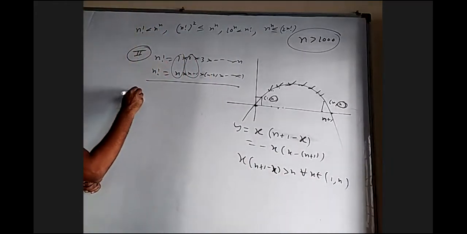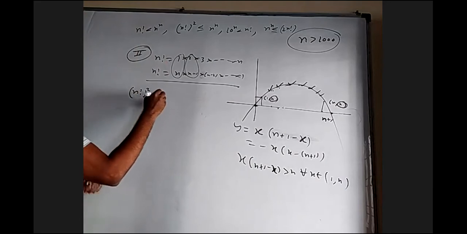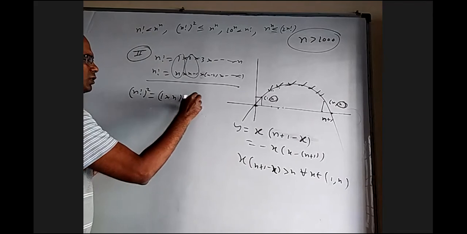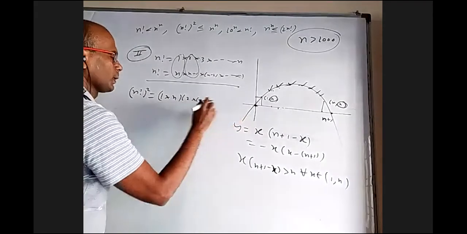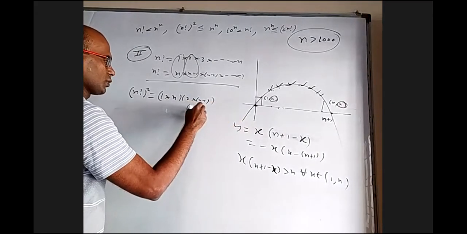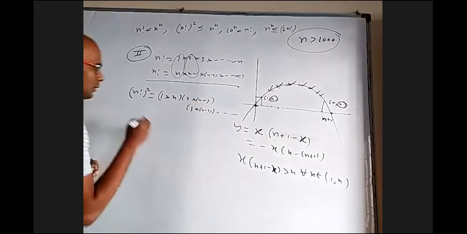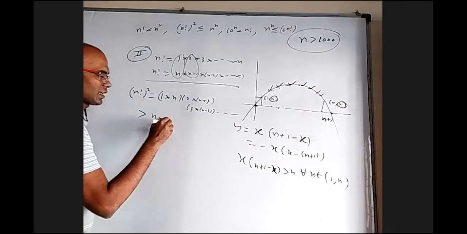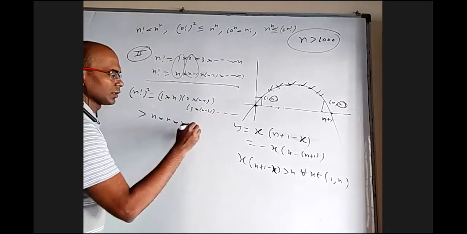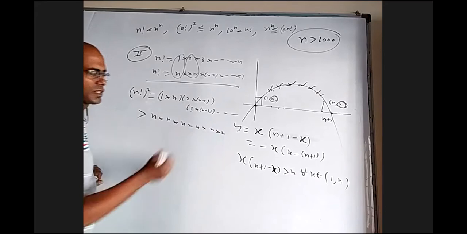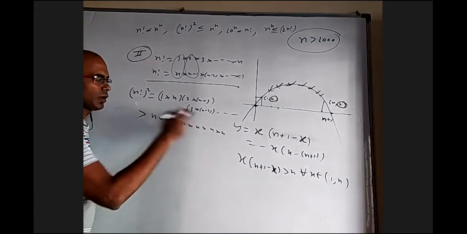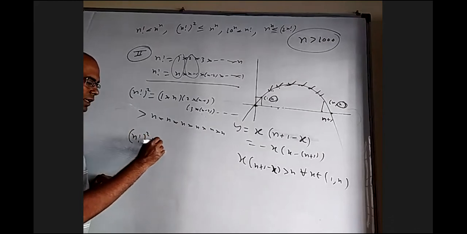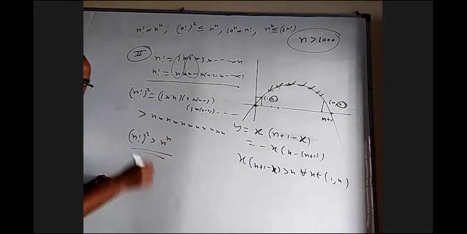So when you take n factorial whole square, you will get 1 into n, okay, 2 into n minus 1, next 3 into n minus 2, and so on. This is n only, this is greater than n, this is also greater than n, this is also greater than n, and the last one is equal to n. The first one and the last one are equal to n, all others are greater than n, which gives n power n. So n factorial whole square is greater than n power n.